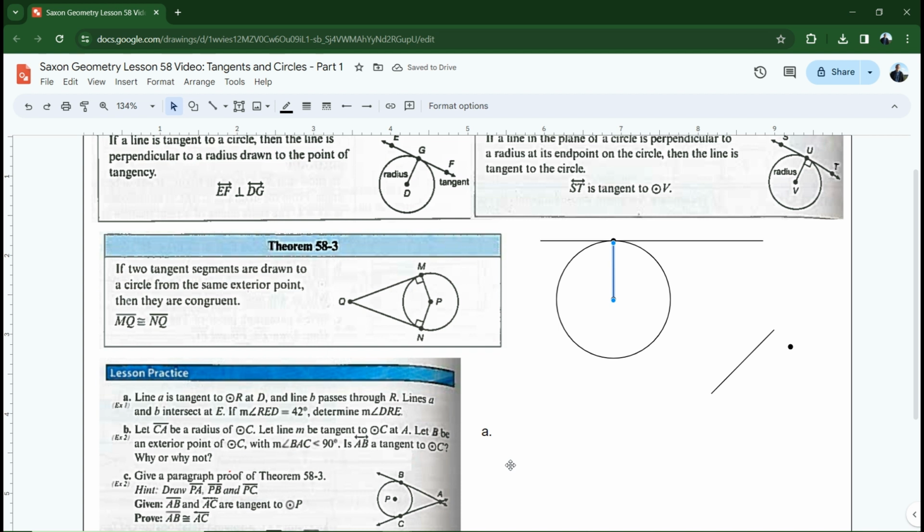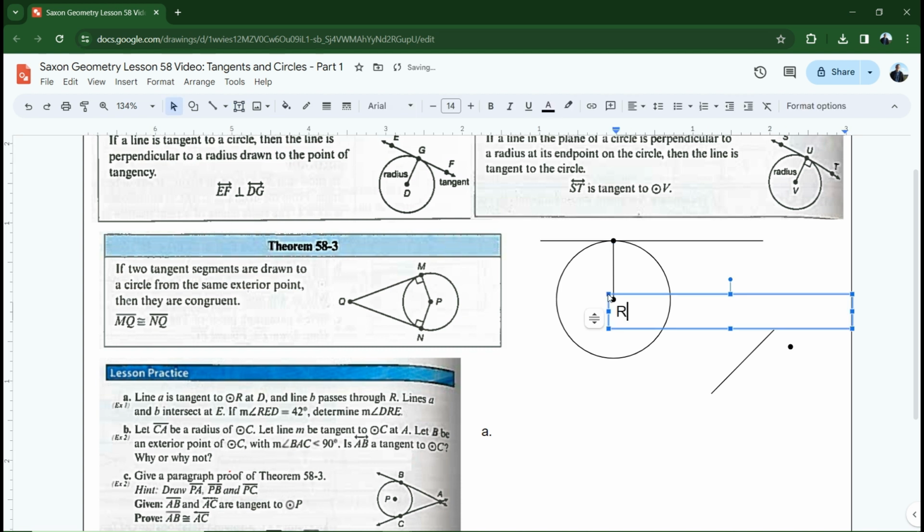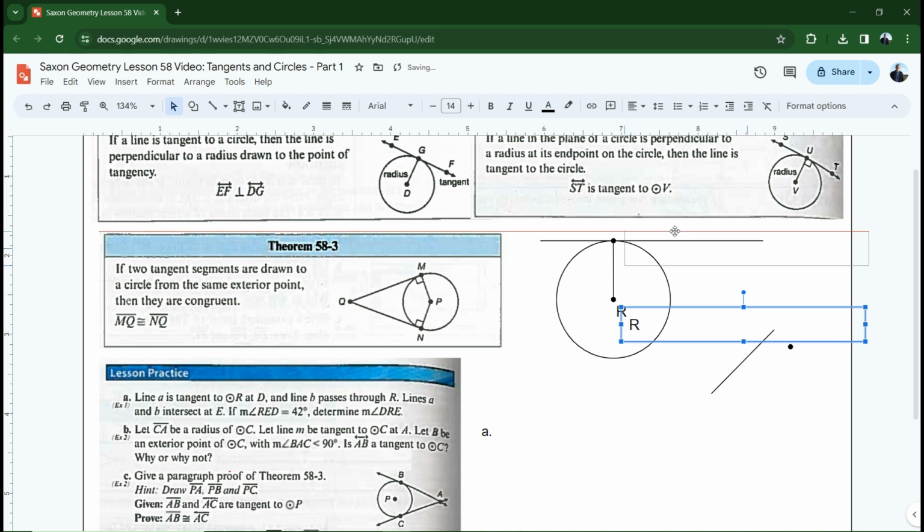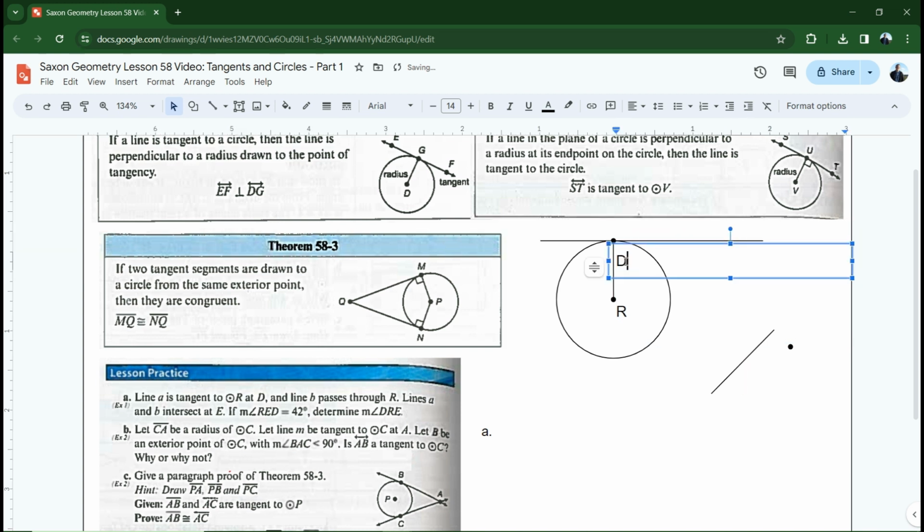And then let's see. This is line A. This is circle R. So my middle point is R. This is point D. I should probably label these points just so we keep track of them. R and D up here.